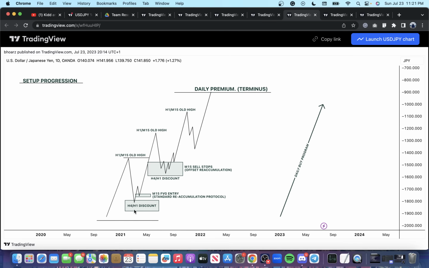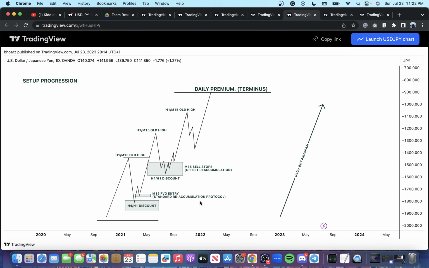Now, as the market retraces down into a discount, usually a 1-hour discount or 4-hour discount, what we seek is a 15-minute shift in structure. As we trade down into that 4-hour or 1-hour discount, we're looking for displacement on the lower time frame. Sorry, that's going to be a 15-minute time frame or a 1-hour time frame usually. Our goal is to buy a fair value gap on the 15-minute or 5-minute time frame between 7 a.m. and 10 a.m. Eastern Standard Time. This is what I call the standard reaccumulation protocol.